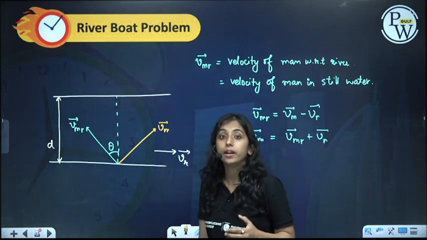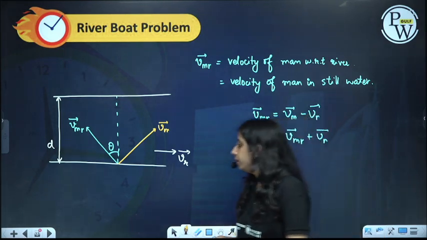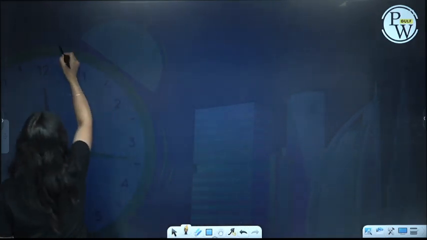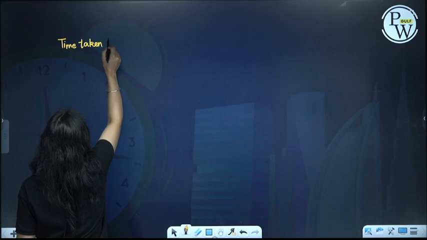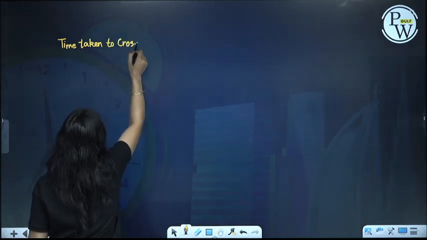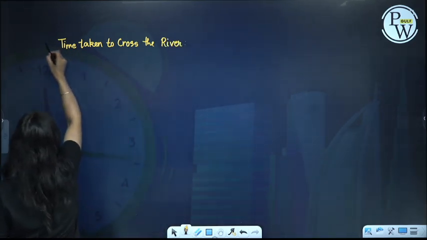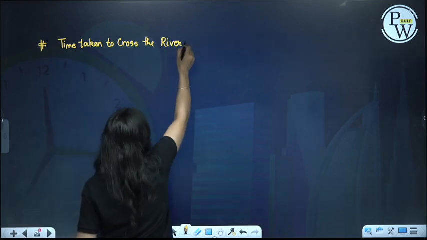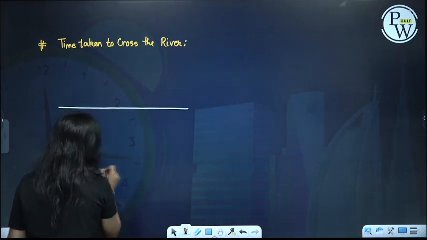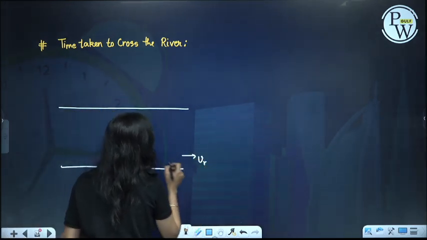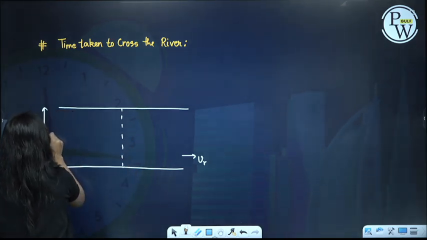Now we have to calculate in what time this man will cross the river and what will be the drift of the man. So first is time. Time taken to cross the river is what we are trying to calculate. We have a river which is flowing with velocity vr. The width of the river is d.